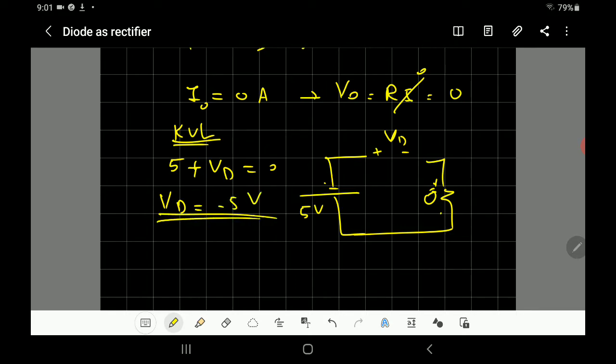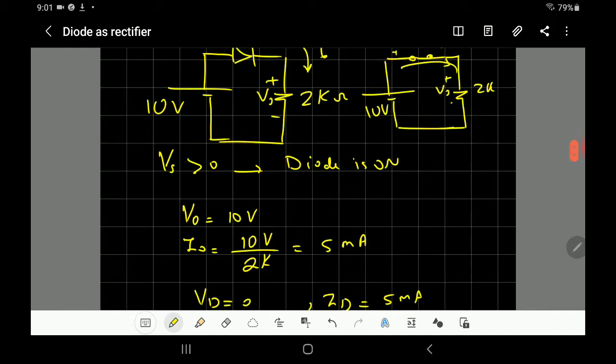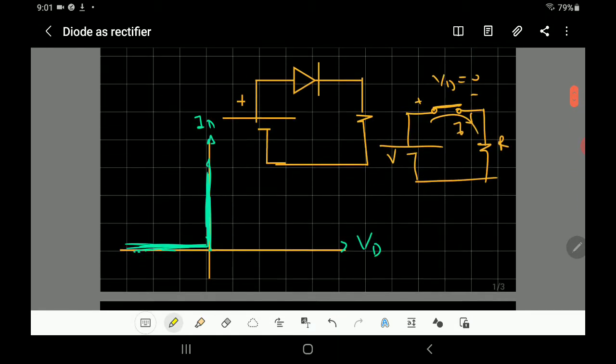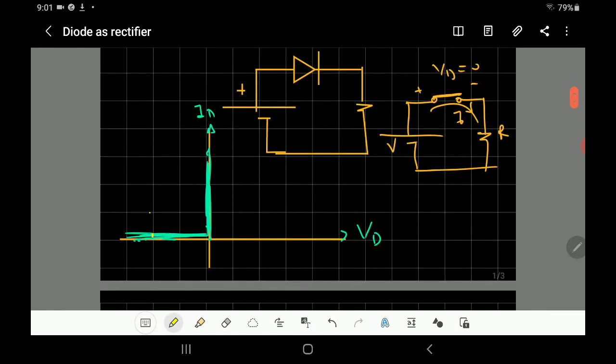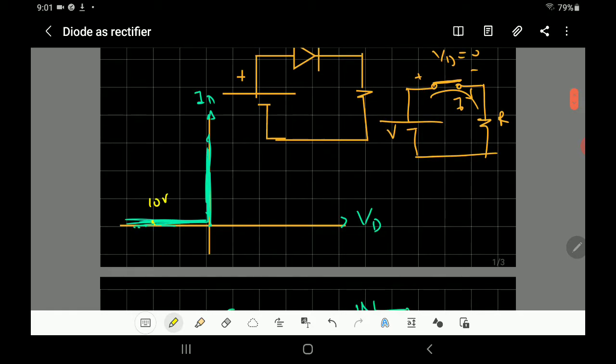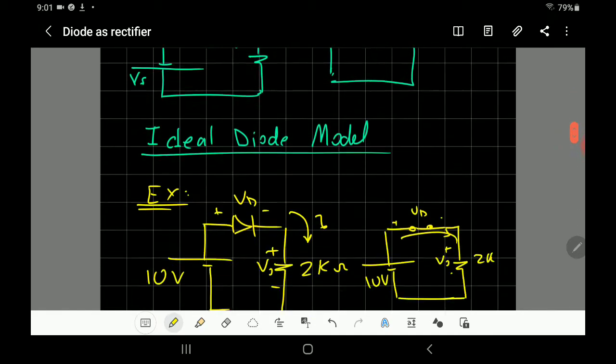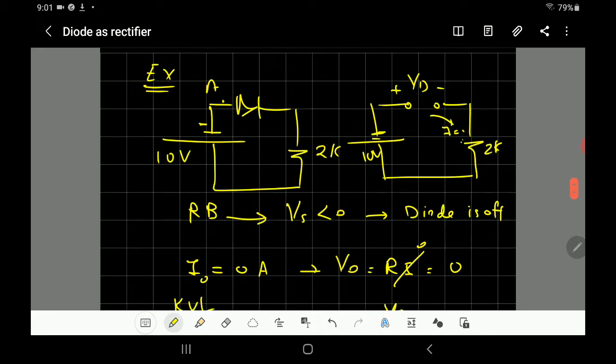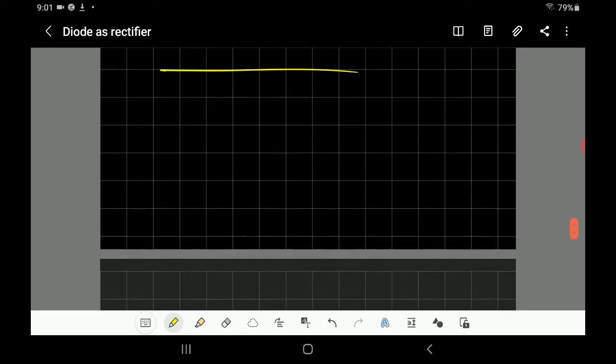So the voltage will be equal to minus 5 volt, and the current in the diode, because it's an open circuit, is going to be equal to 0. That's exactly like the characteristic we just mentioned here. So we are working here at minus 10 volt, and the current is equal to 0. And in the first example, the voltage across the diode was 0, and the current was 10 milliampere. Okay.